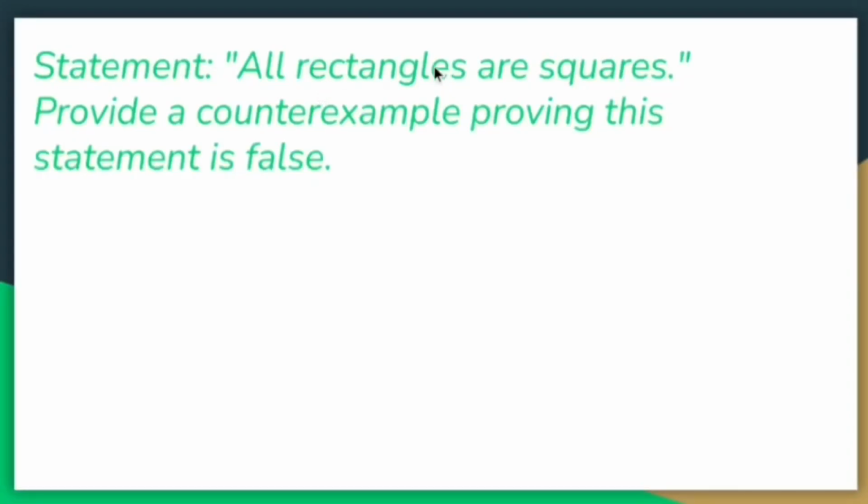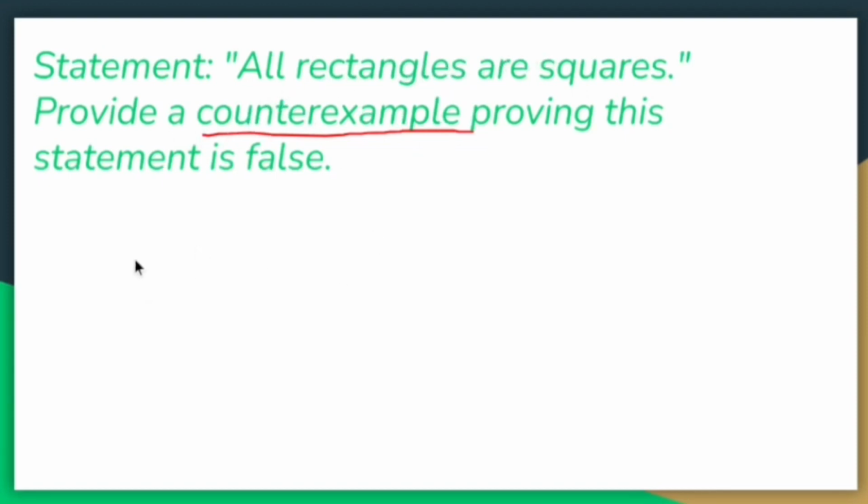Statement. All rectangles are squares. Provide a counterexample proving this statement is false. What is a counterexample? Well, a counterexample is a statement, a sentence that shows you and proves you that this statement is not 100% true. Okay, so like if I were to say, all cool guys are 23 years old, that's not true because I'm cool and I'm 28. So how can we do that here? How can we provide a counterexample for all rectangles are squares?